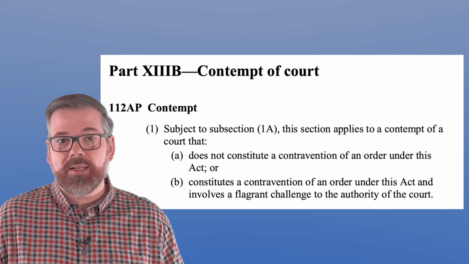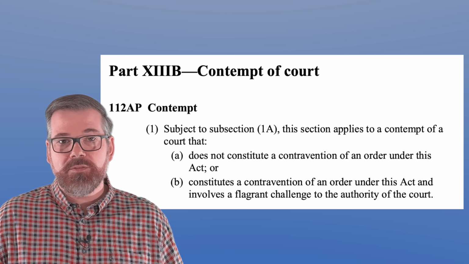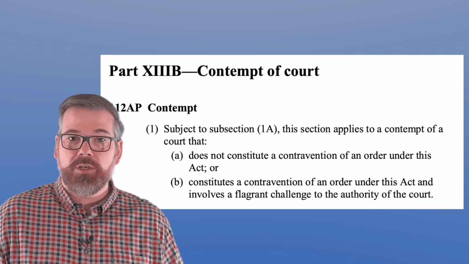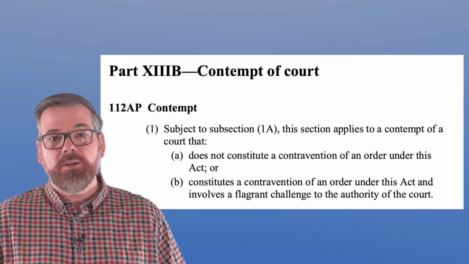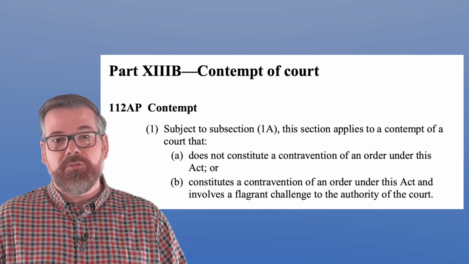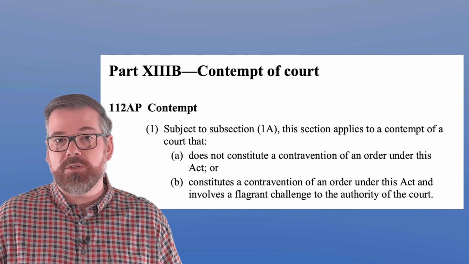The definition of contempt is set out in Section 112AP of the Family Law Act 1975, which makes up the entirety of Part 8B of that Act, which is headed Contempt of Court. Subsection 1 of Section 112AP sets out the required elements for a finding of contempt under the Family Law Act as follows. Subject to subsection 1A, this section applies to a contempt of court that (a) does not constitute a contravention of an order under this Act, or (b) constitutes a contravention of an order under this Act and involves a flagrant challenge to the authority of the court.